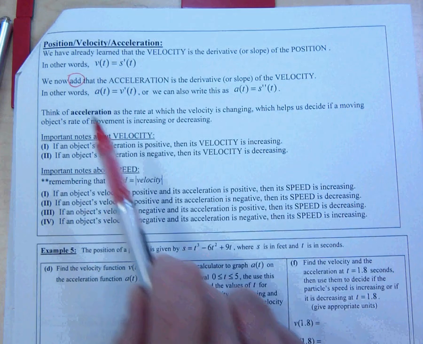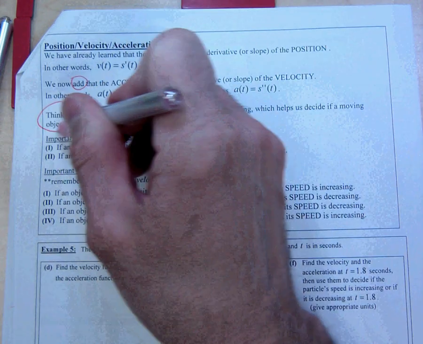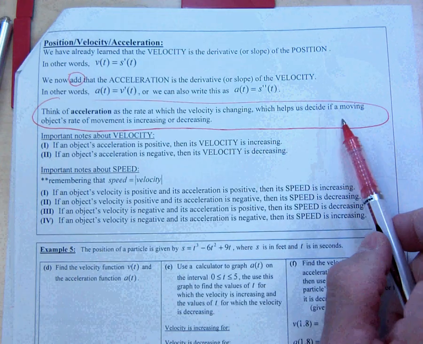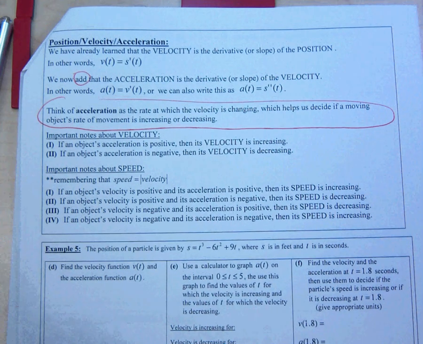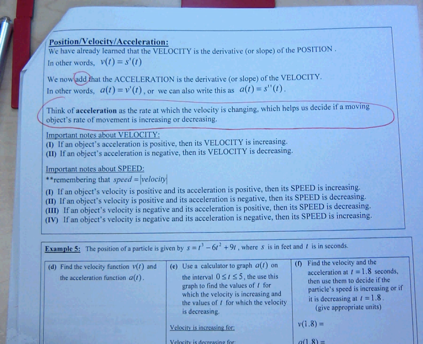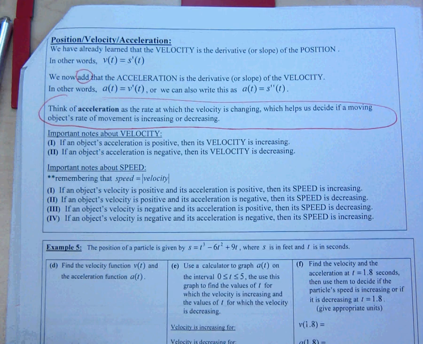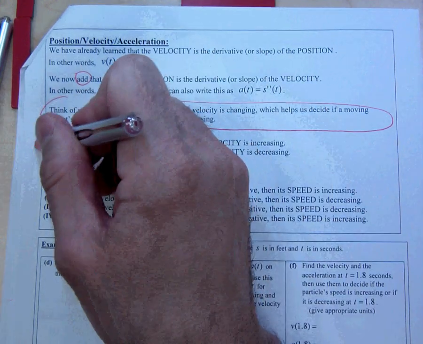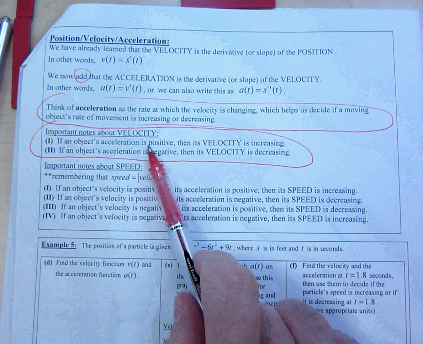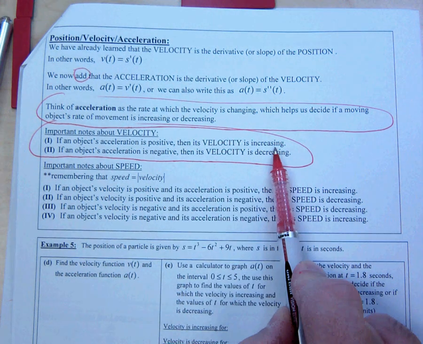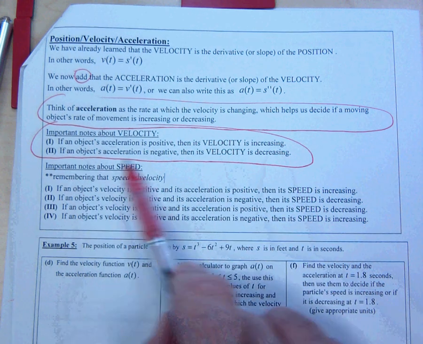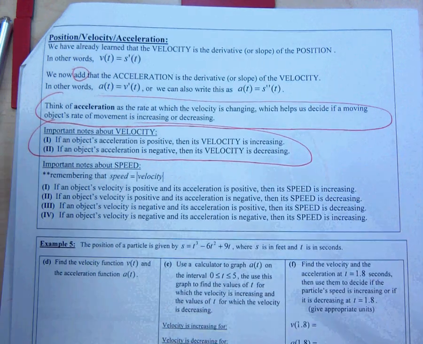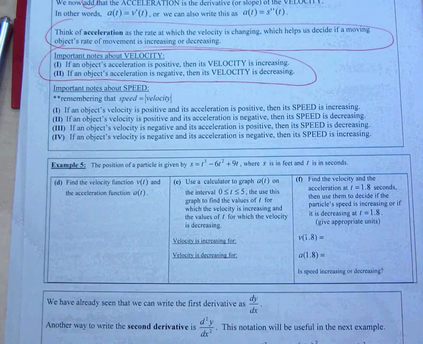Okay, think of acceleration as the rate at which the velocity is changing. And that'll help us decide if a moving object's rate of movement is increasing or decreasing. And that'll tell us whether the object is slowing down or speeding up, won't it? Okay, important notes about velocity. If an object's acceleration is positive, then the velocity is increasing, right? Make sense? If an object's acceleration is negative, then its velocity is decreasing.